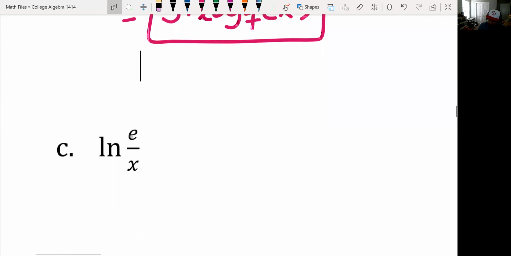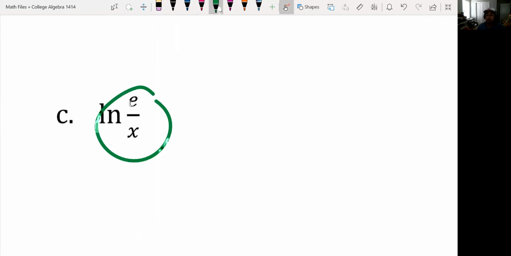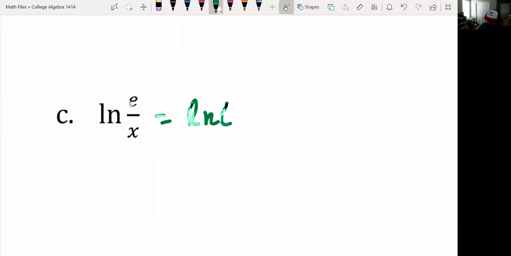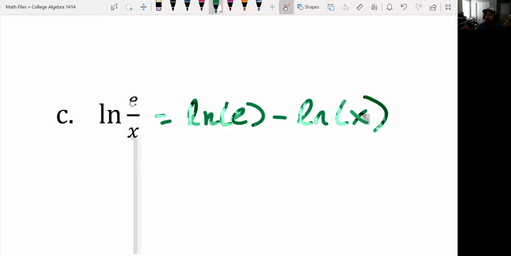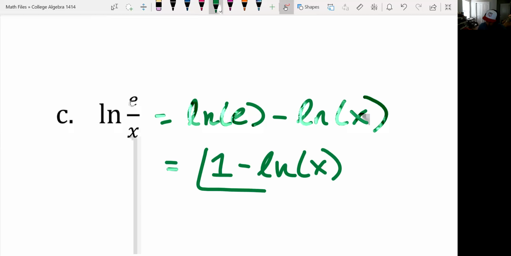All right. Next one, it's going to be another quotient to difference using the natural log. So this will become natural log e minus natural log x. Okay, but now from the very first page of properties, the natural log of e becomes 1. So you get 1 minus the natural log of x. Done. Can't do anything else there.